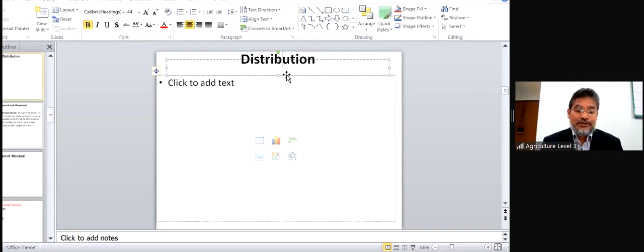Or it will migrate from one place to another place. So that is called the dispersal or movement. It can disperse quickly.